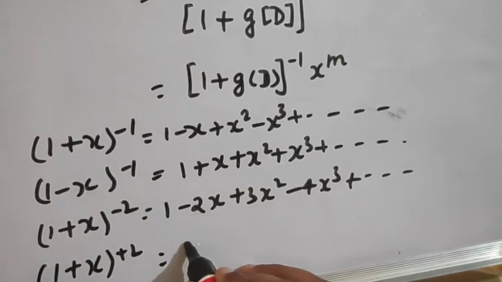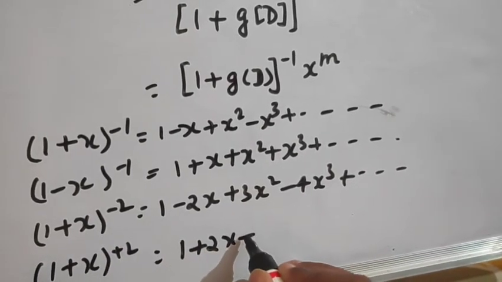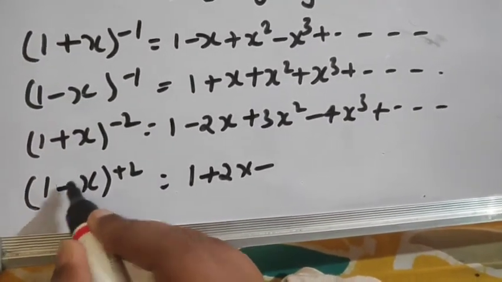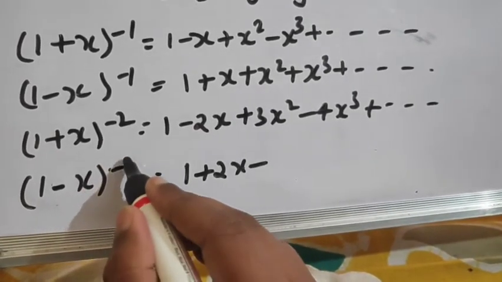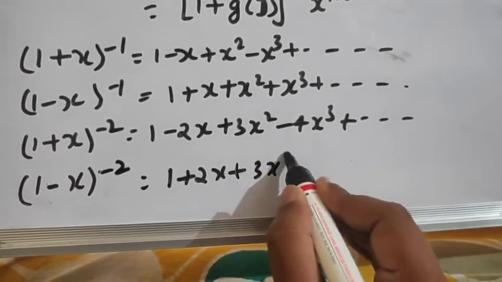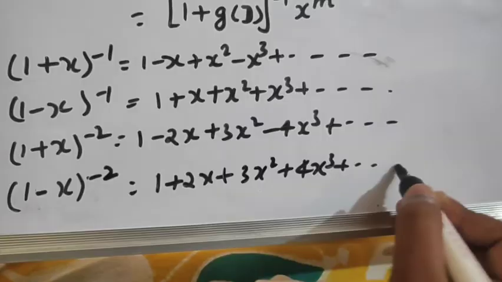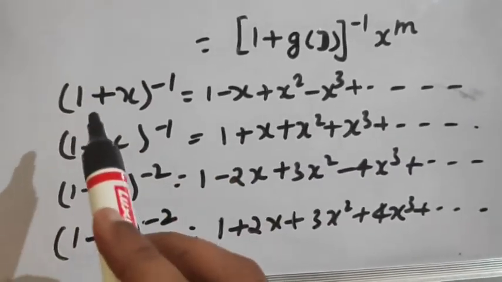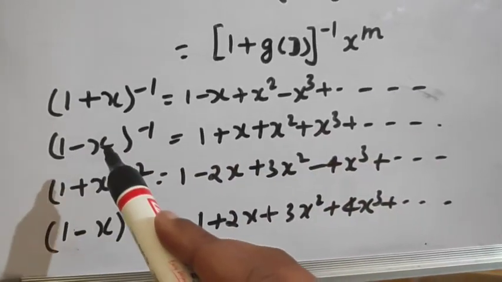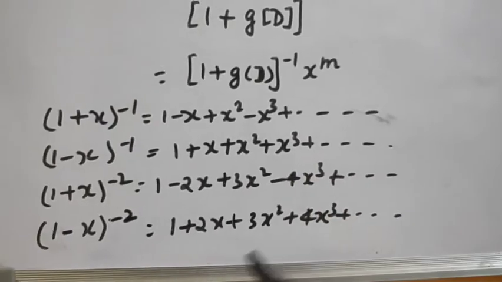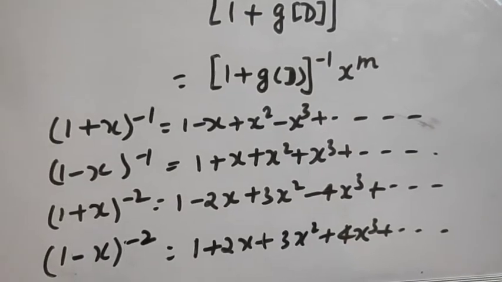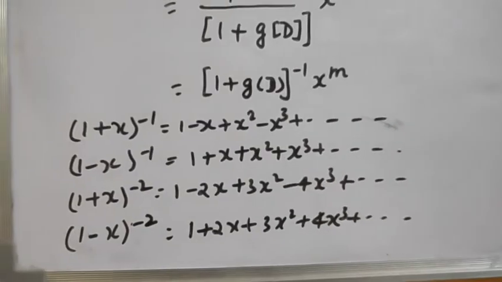Now you must be knowing that 1 minus x raised to power minus 2 is 1 plus 2x plus 3x square plus 4x cube and so on, all positive. There is a simple trick to remember this. If it is positive in the middle, alternate plus minus. If it is negative in the middle, all positive. These are the basic 4 expansions which we'll be using. So let's proceed with the problem parts.